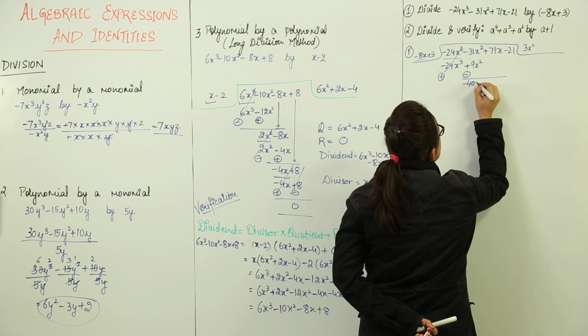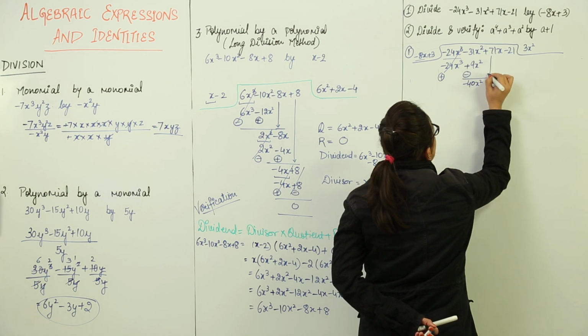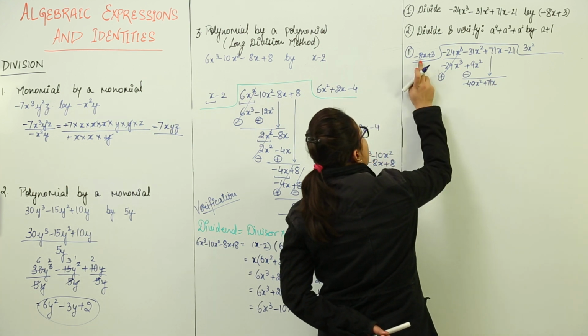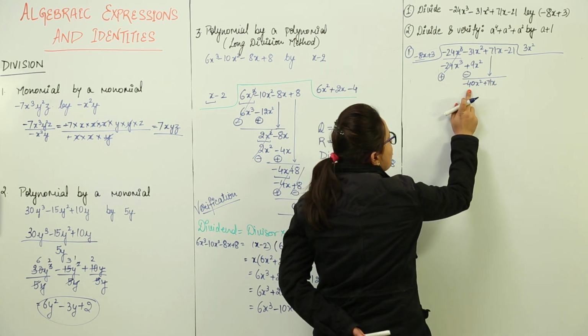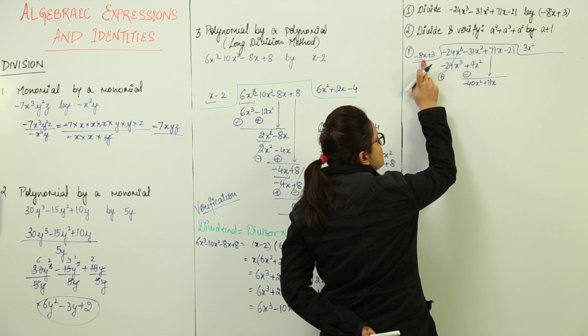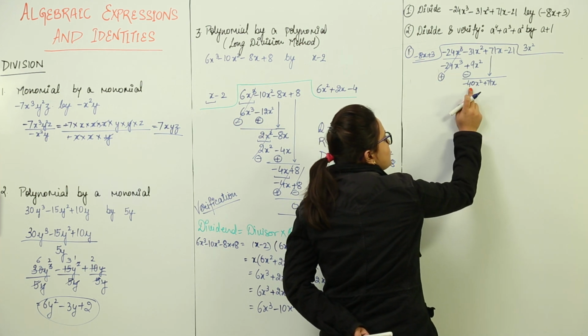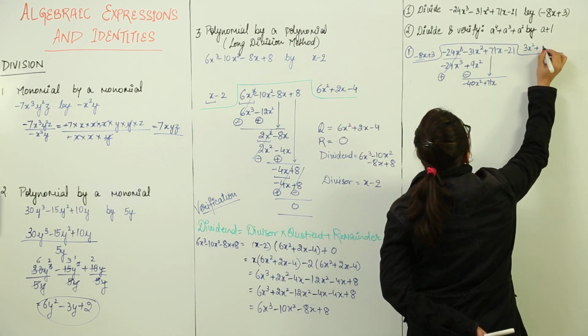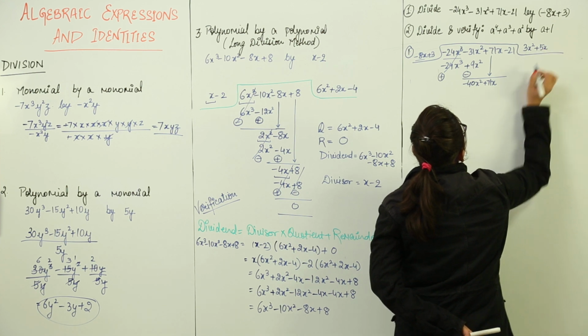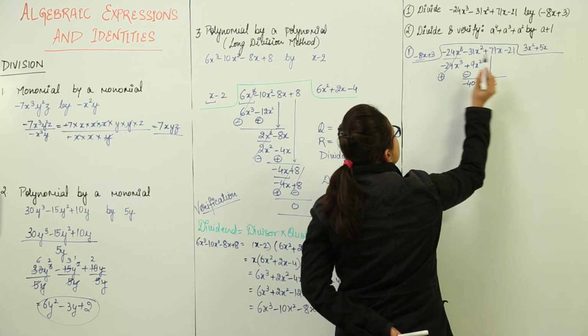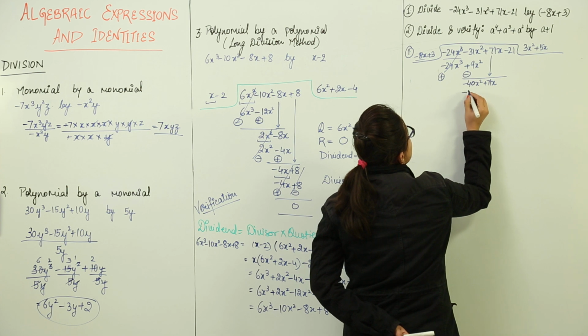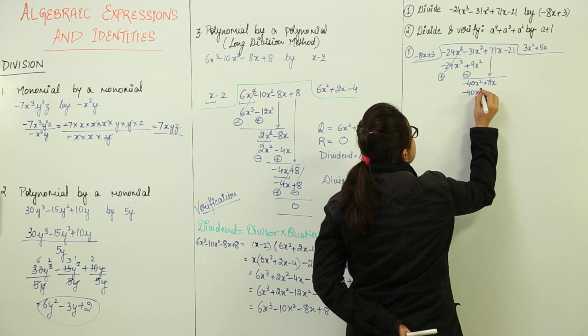That becomes minus 40x square. We note down the next term 71x. Now again you have to consider the first term of both. What should you multiply the first term by to get the first term? We should multiply this with plus 5x.